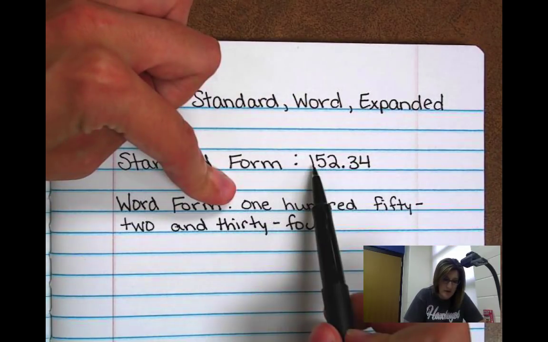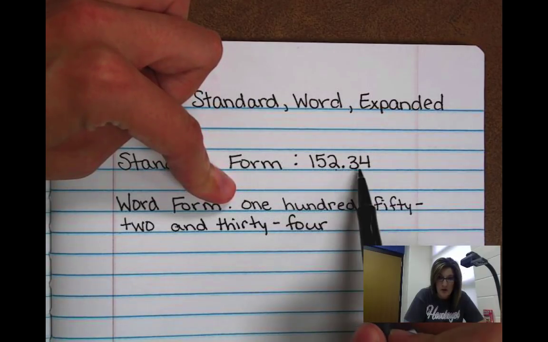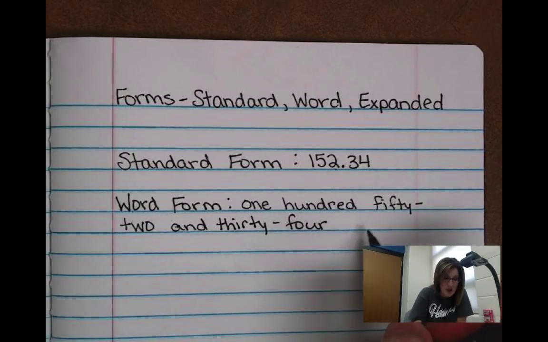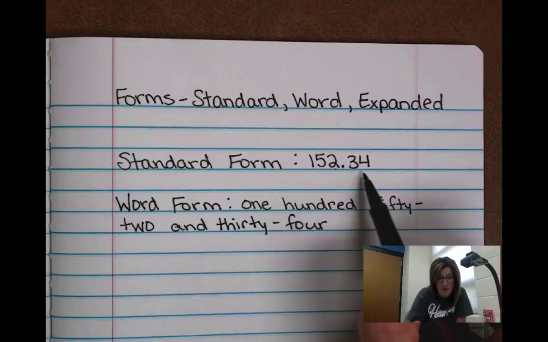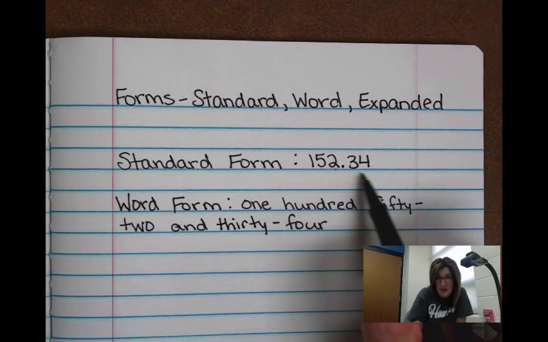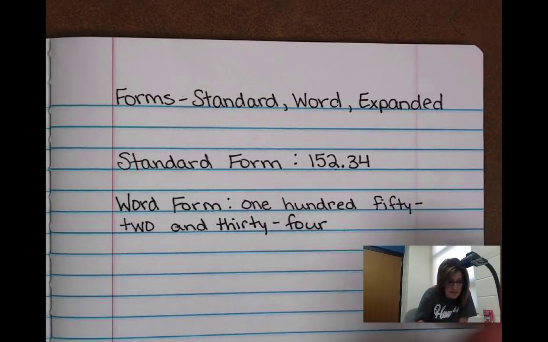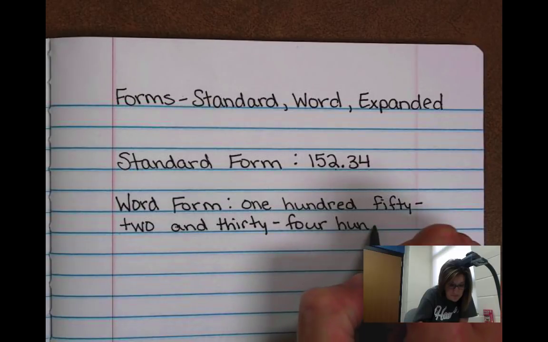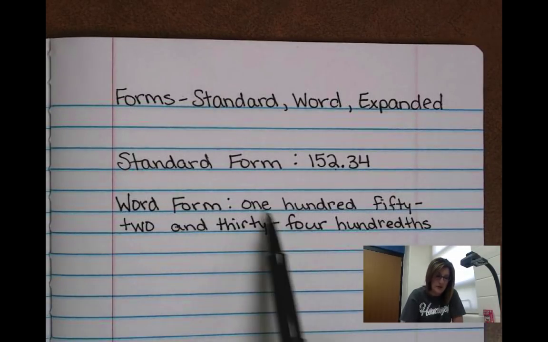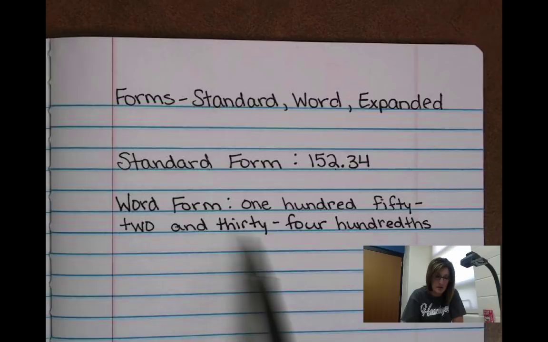So far I have 152 and 34, and I need to figure out what my label is here. So what I'm going to do for that is I'm going to look at the number that is to the far right, which is my 4. So from my decimal, I have my tenths place and then my hundredths place. So since my hundredths place is my last digit, that is my label here. 152 and 34 hundredths. And there is your word form.